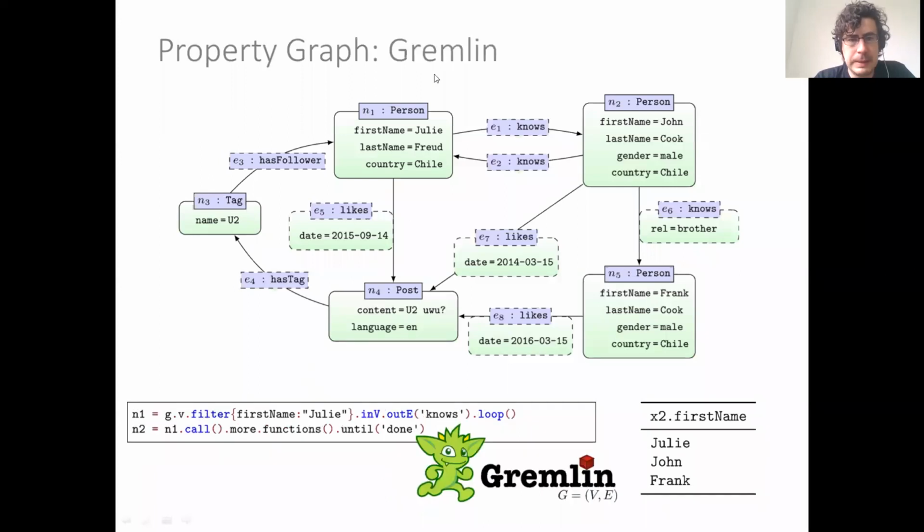If we compare this with Gremlin, Gremlin has a flavor much more like a programming language, much more like an imperative language. So we can call functions. We have a graph object, and we can use .v to reference all of the vertices or nodes in the graph. And then on that set of vertices, we can call functions like filter to only return the vertices that have first name Julie. Then we can go to the vertices that link to Julie, and then we can navigate out edges with the knows relation, and we can do that recursively. So essentially, this is like all of the people that Julie knows transitively in the graph.